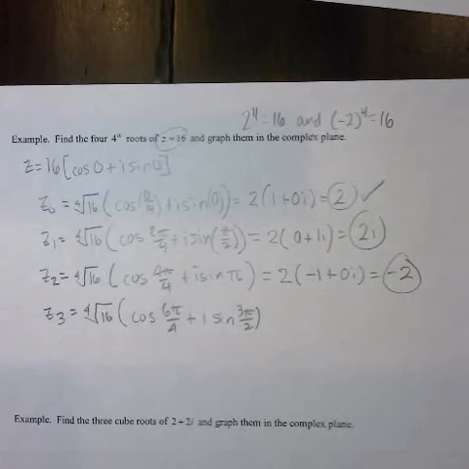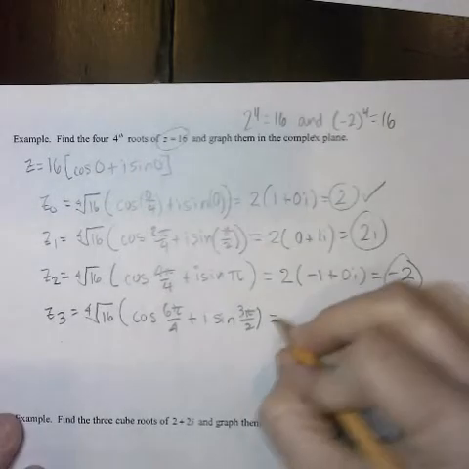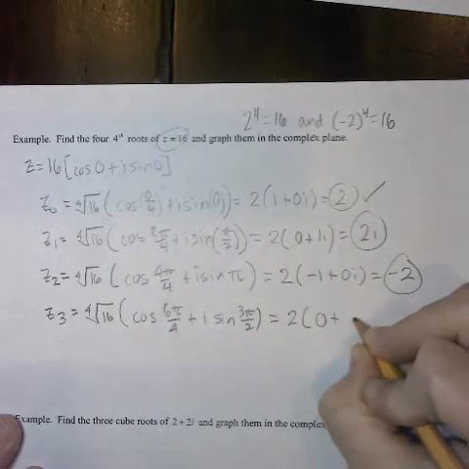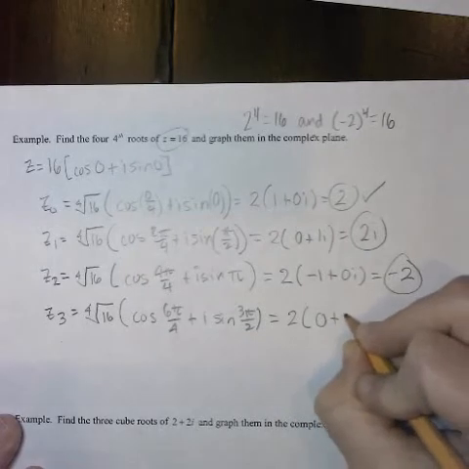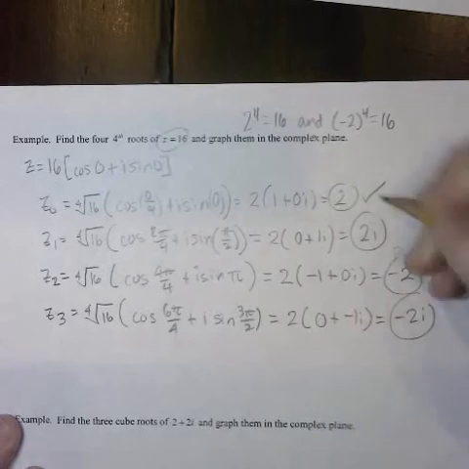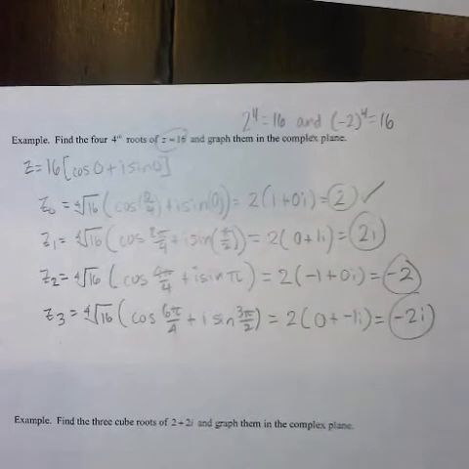And then notice, well, let me finish this here. 2 times, so cosine of 3 pi over 2 is 0, plus sine of 3 pi over 2 is -1, so we get -2i. So all of these numbers, if you raise them to the 4th power, we get 16. So that's what this is saying.